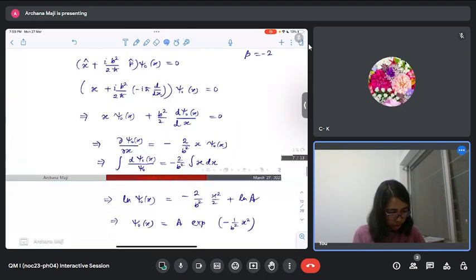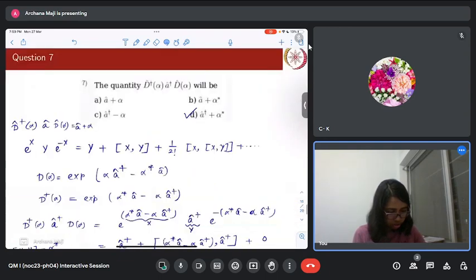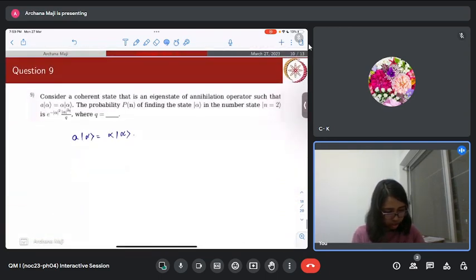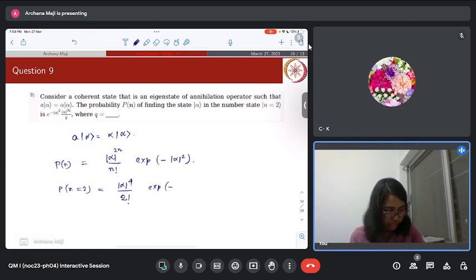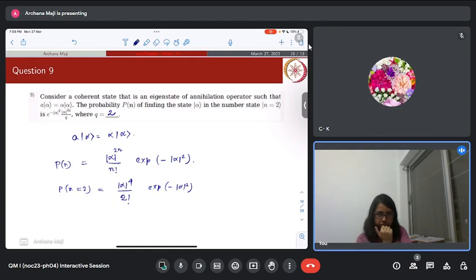Where is it? What question? 9. So this is the probability for the n particle state. Now this question is specifically asking you for n equal to 2. So you can see it's alpha to the power 4 over 2 factorial times exponential of minus alpha square. So the question is asking what is q. So q is 2. Correct? Is this fine?